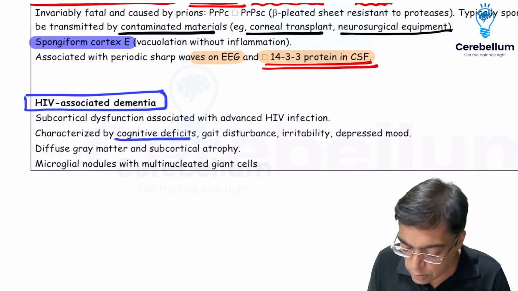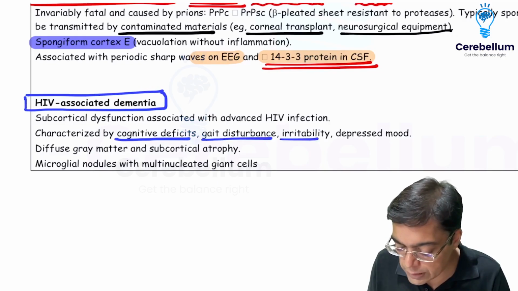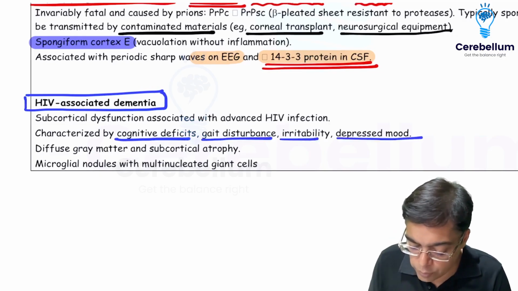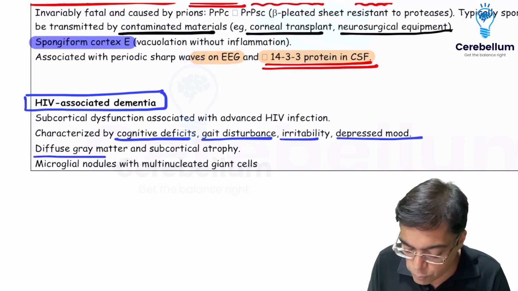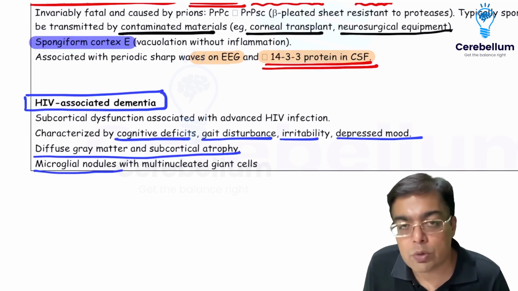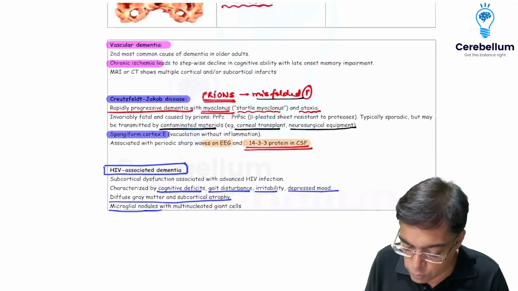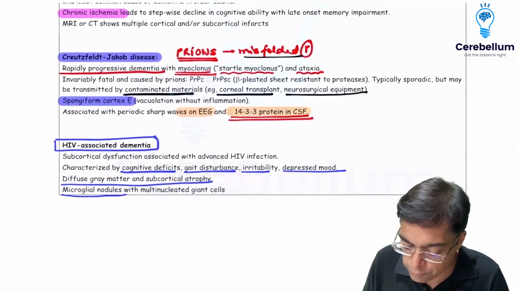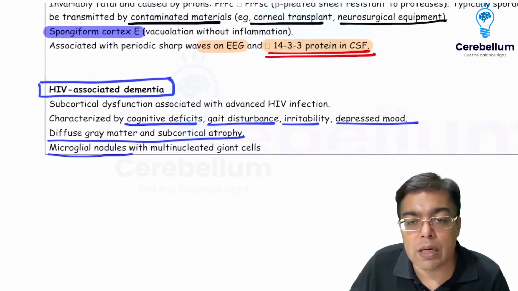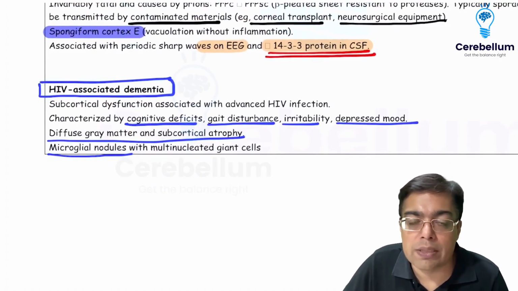That's why mentioning cognitive defects, gait disturbance, irritability, and depressed mood. What you're going to be having in these patients is the presence of diffuse gray matter and subcortical atrophy, and there is presence of microglial nodules, which are also going to be showing you the presence of the multinucleated giant cells. So that is what you need to remember so far as the different subtypes of dementia are concerned. That is what we are asked in the exam regarding the discussion of the tumors as well as the neurodegenerative disorders.